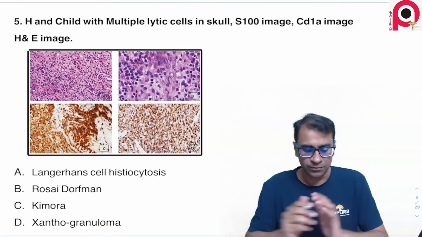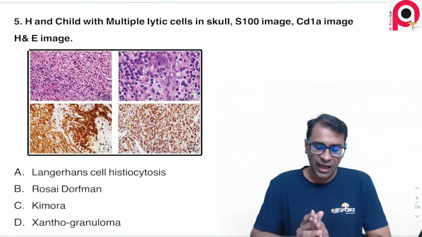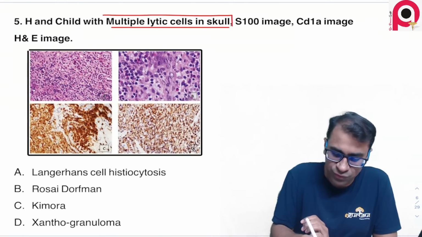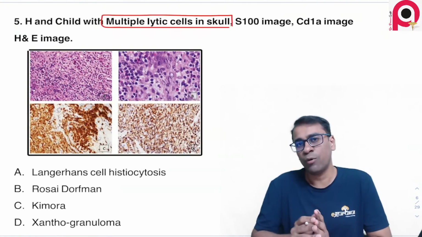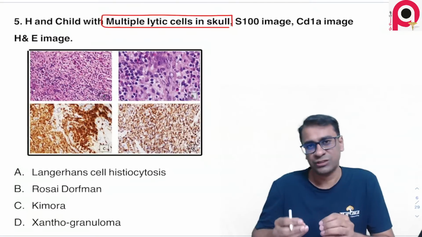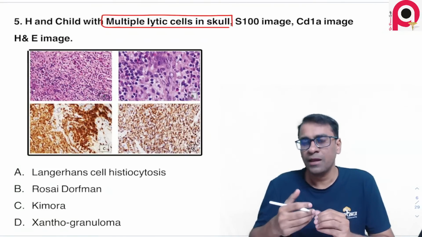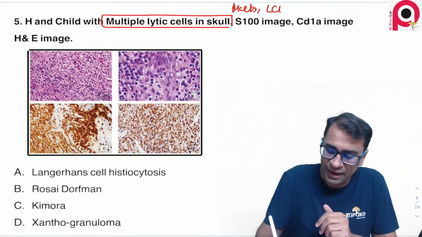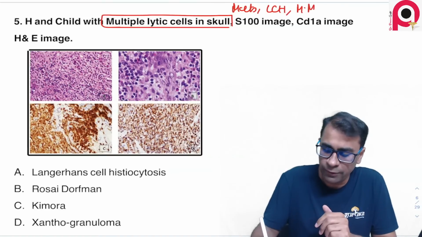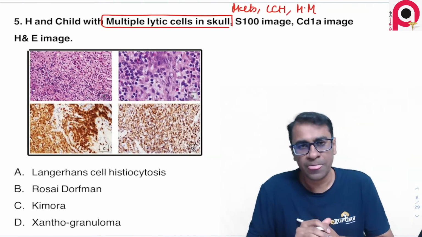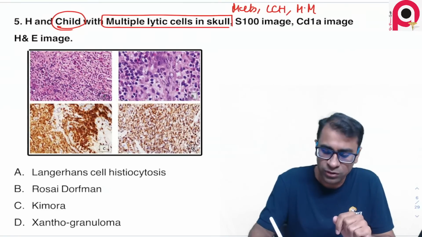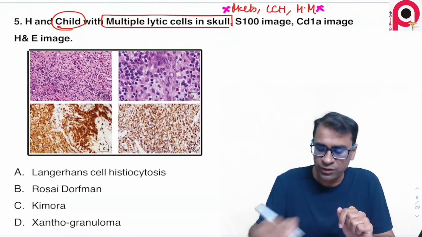Now look at this question. There is a child having multiple lytic lesions in the skull. When you have this image with multiple lytic lesions, you can think about a case of metastasis, Langerhans cell histiocytosis, or multiple myeloma mostly. But look at the age, it is a child. So in a child, you have already excluded metastasis. You also excluded multiple myeloma.